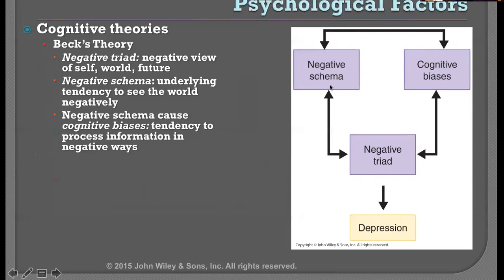So negative schema is the underlying tendency to see the world negatively. That's kind of your mental filter, whether it's rose-colored or, I guess, black-colored. Is everything going to be all right? No, everything's not going to be all right. Negative triad, you guys remember, it's negative views of yourself, the world, and the future. Together, these factors produce cognitive biases that work backwards to influence negative triad and negative schema, and all of this brings together depression. A little bit of a flimsy model.